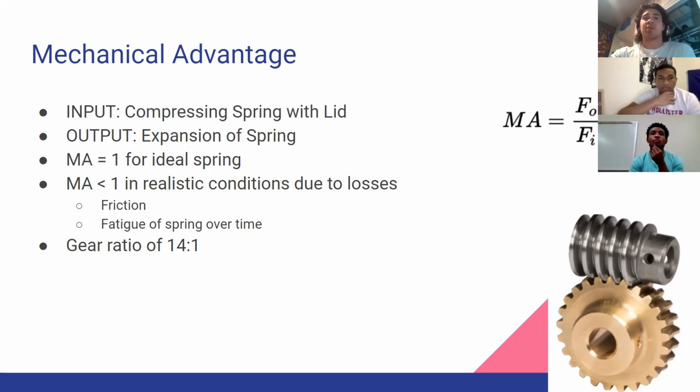For the ideal spring, the mechanical advantage is equal to 1, but in realistic conditions, due to frictional losses, especially having a big sock puppet over the spring, it's definitely going to be less than 1. Also, the gear ratio of the crank and the music box is 14-1.